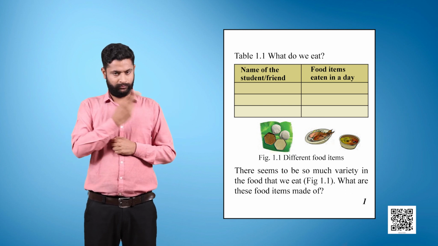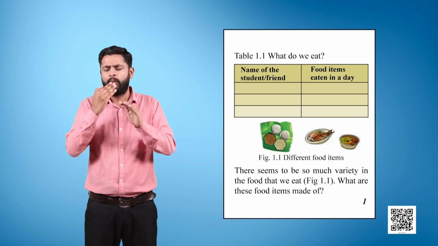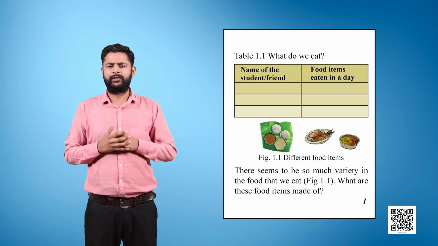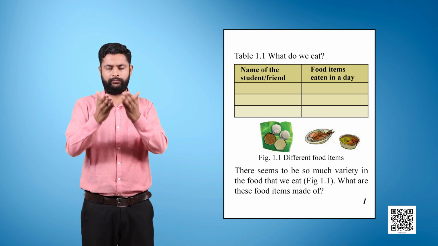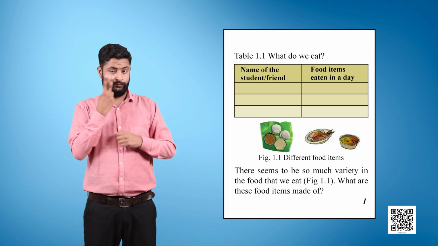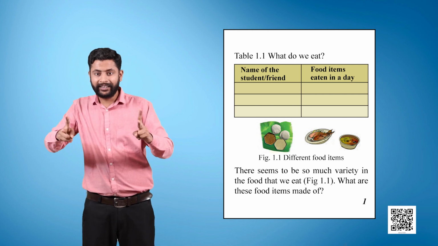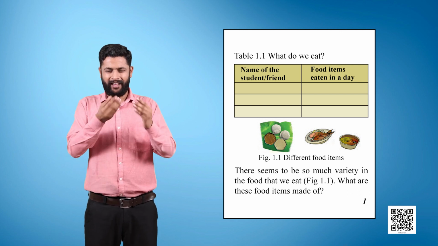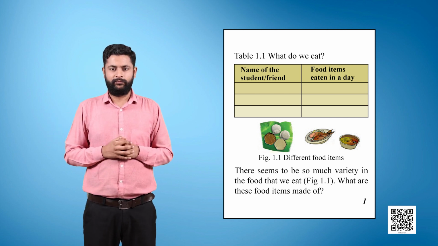Column 1 Name of the student or friend. Column 2 Food items eaten in a day. Figure 1.1 Different food items. There seems to be so much variety in the food that we eat.